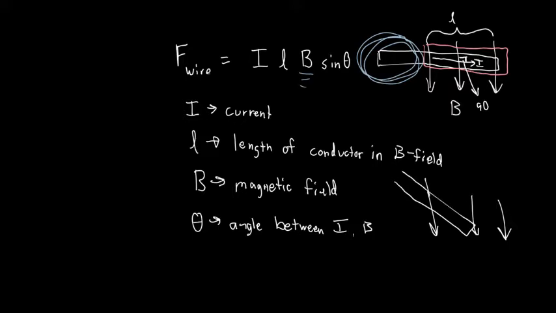Okay, so then I've got my current going one way. Let's try to draw that in red so that it pops a little bit more. And I've got my magnetic field going down. At the I and the B, the angle would be the angle between that I and that B. Okay, so that's the magnetic force that you can get inside of a wire in a magnetic field.